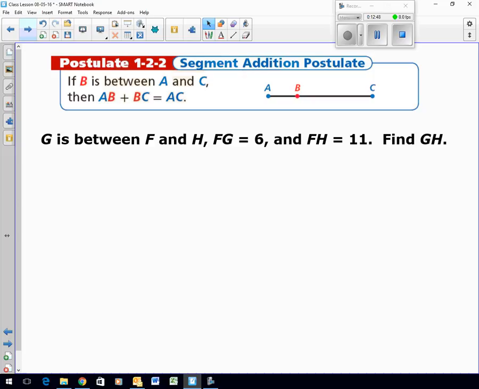I'll talk it over. If B is between A and C, then the measure of A to B plus the measure of B to C equals the measure of A to C. Some of you out there are going, well, no duh, right? Some of you are looking at it like, what did you just say? Right? Some of you may be in between.